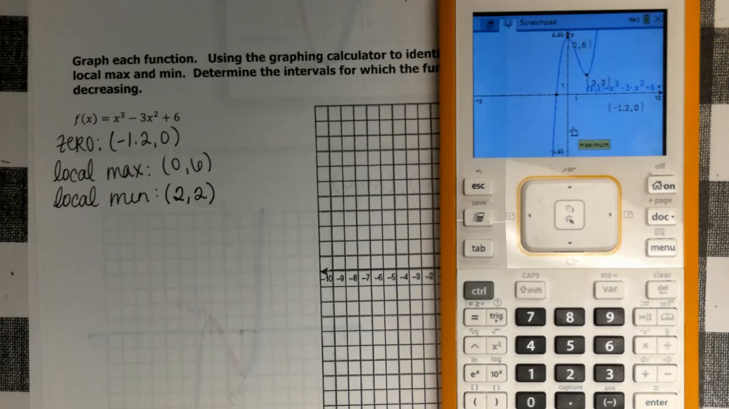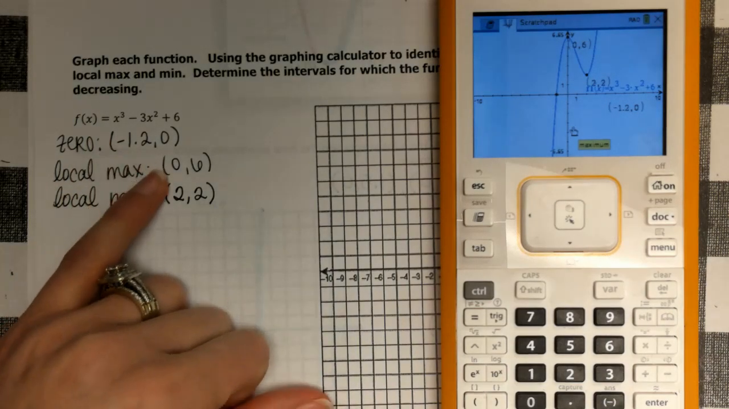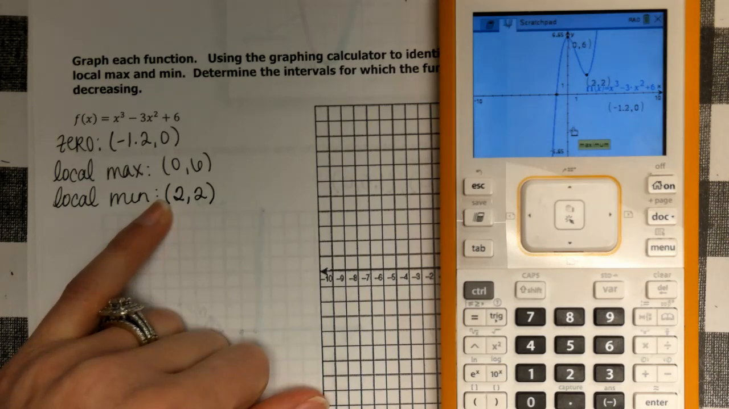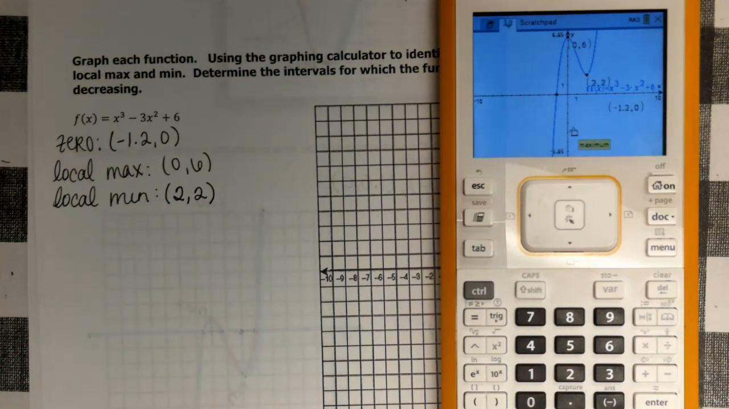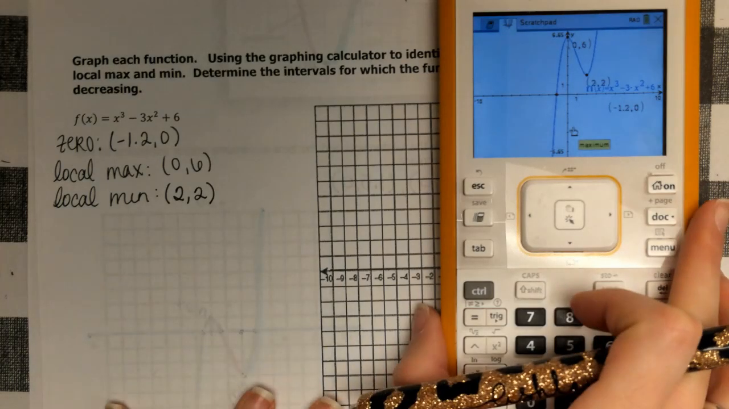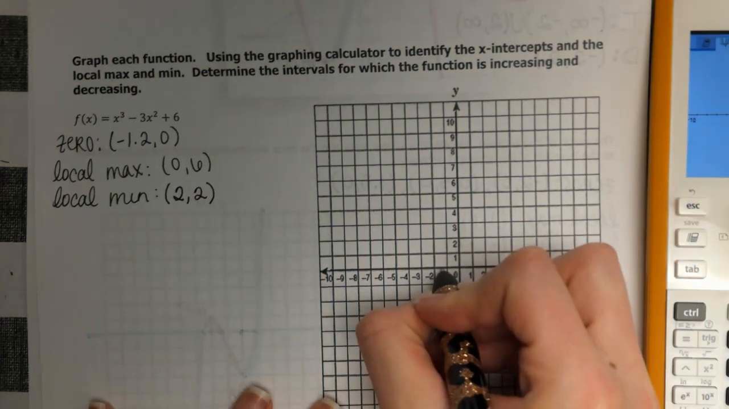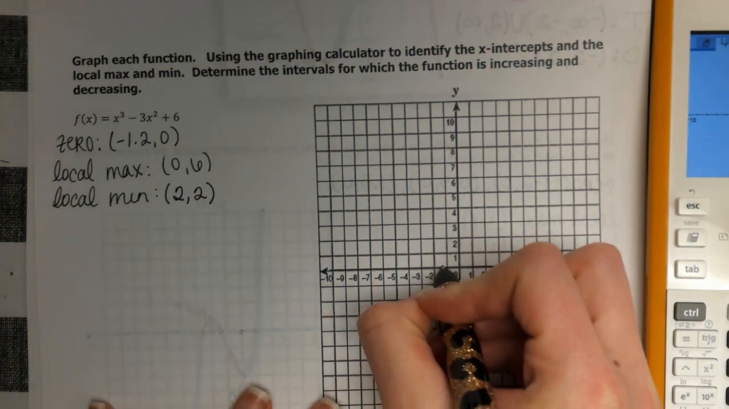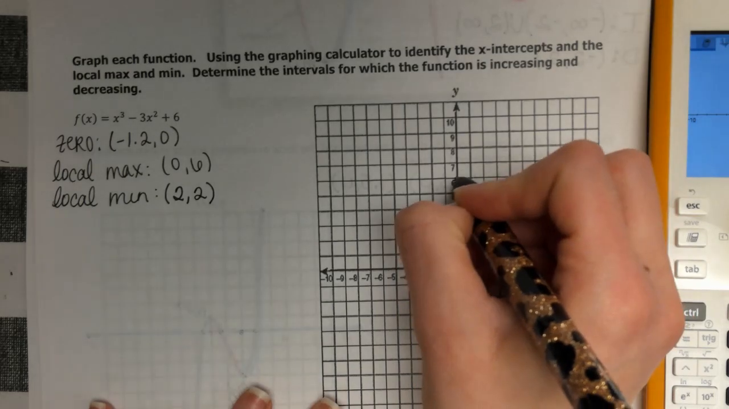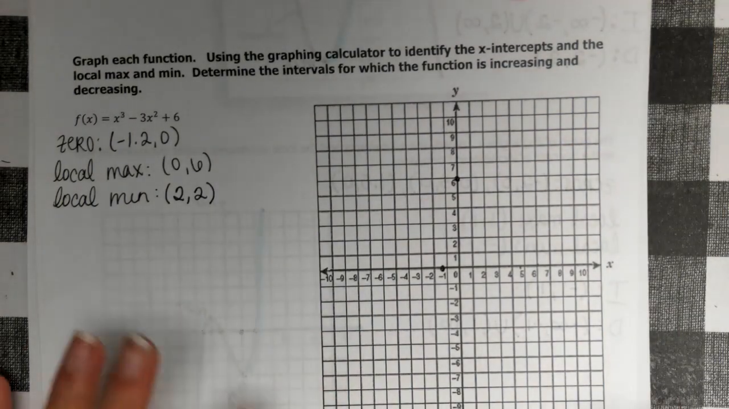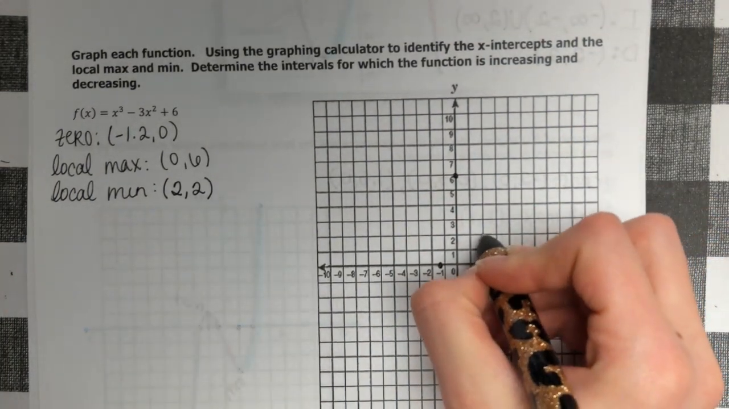Okay, now my instructions don't tell you to make a table, so you don't have to. If you want it for accuracy, you can. But you can just use these and make the shape of your graph, because all the points that matter are your max and min that are cutting you off for your intervals, right? Okay, so we're going to plot our negative 1.20, our 0, 6, and our 2, 2.